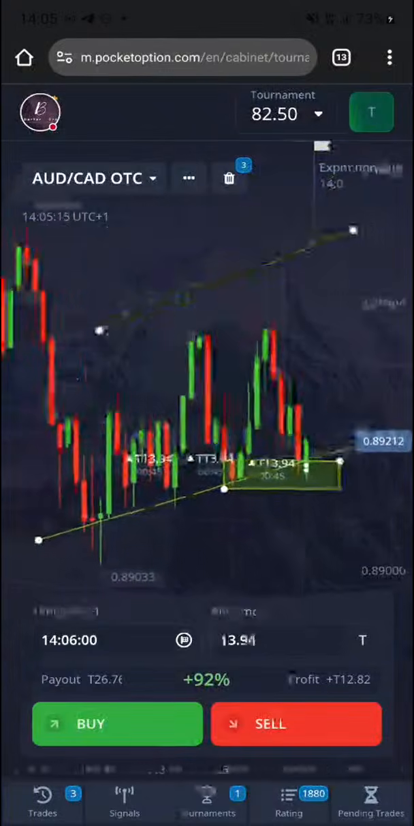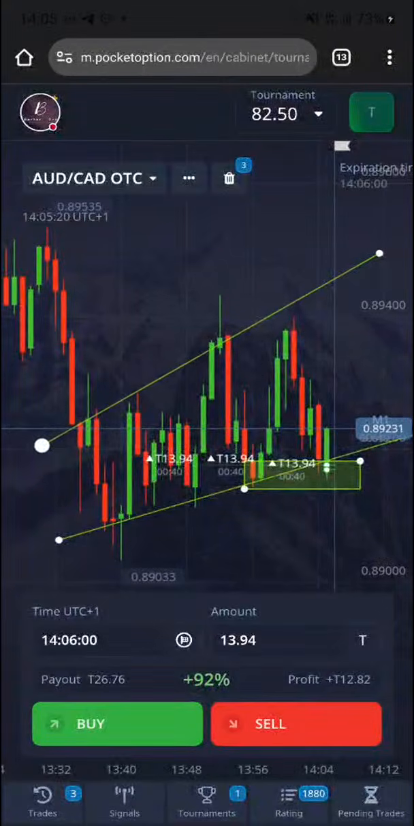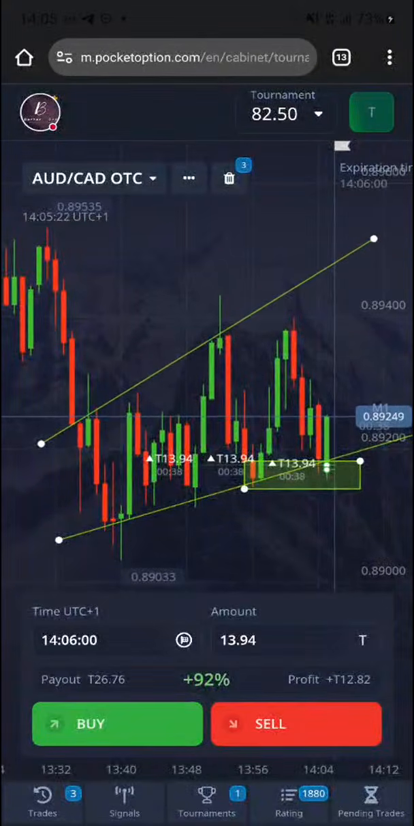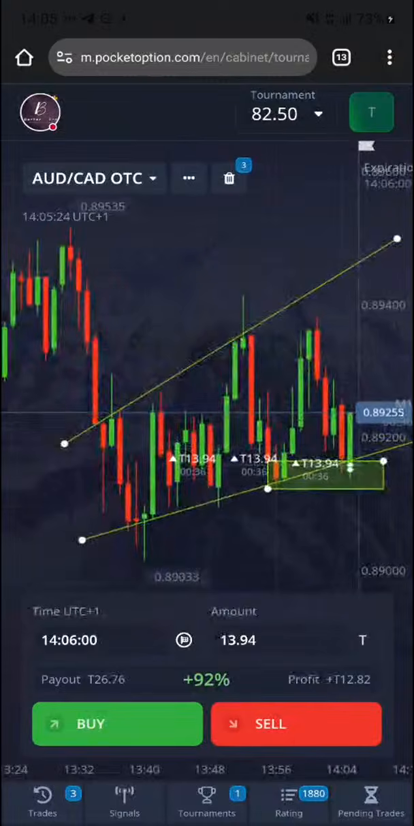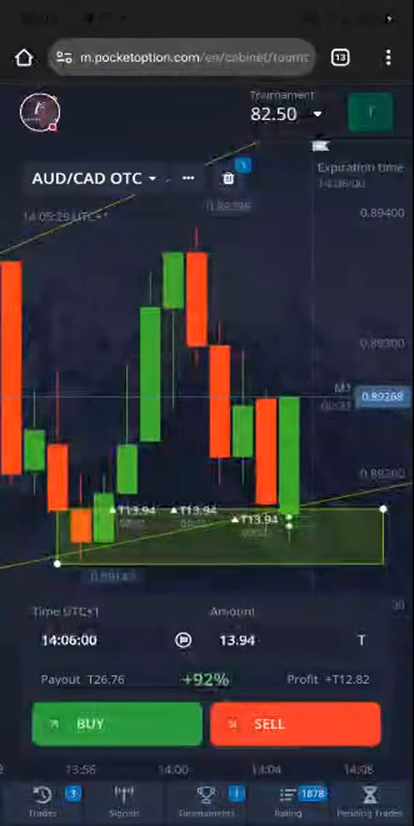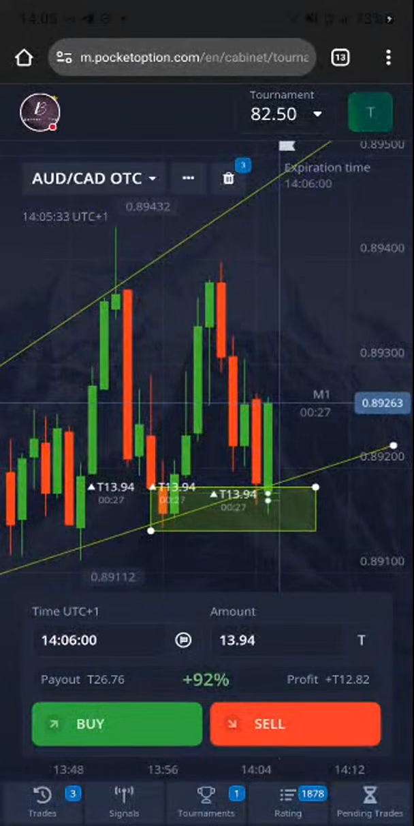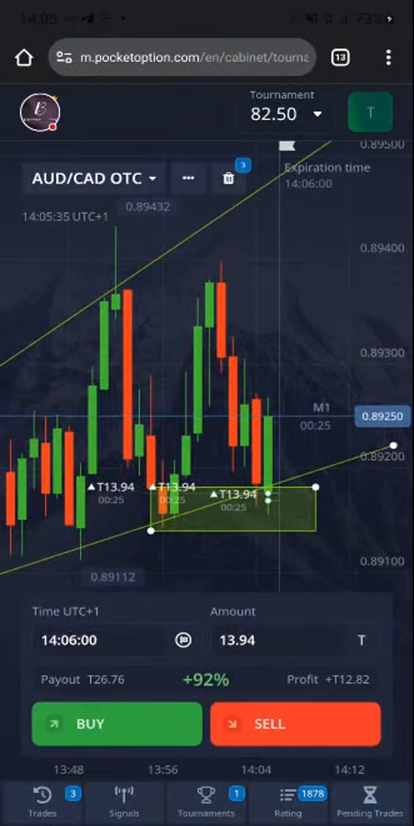But no problem. Let's mark the seller's entry. Okay. So now we were making losses a few trades ago. But now, all of a sudden, we're back into making profits.